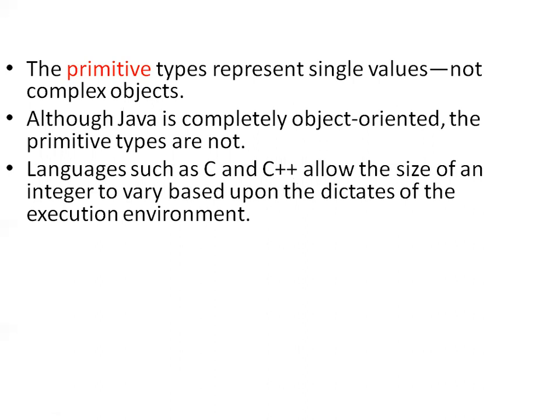they allow the size of an integer to vary based upon the dictates of the execution environment. That means in which environment you are executing the C program or C++ program, based on that, the size of integer varies. For example, if you are executing on a 16-bit machine, then integer takes 2 bytes. If you are executing the same program on a 32-bit machine or 64-bit machine, then integer occupies 4 bytes. That's how the execution environment dictates the size of integer in C++.